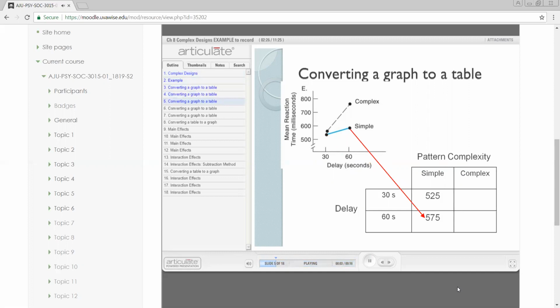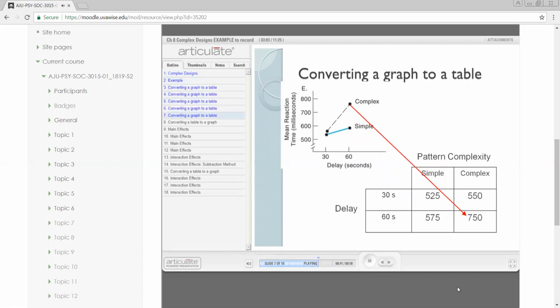So I'm still going to stay on the simple line and just go to the second dot. So for the group that had a simple pattern complexity, but a 60-second delay, it looks like the mean is about 575. So again, I can just transfer that in. Now I've moved on to the complex condition of the pattern complexity independent variable. For those who had complex and a 30-second delay, it looks like our mean is about 550. And for those who had the complex design and a 60-second delay, it looks like the mean was about 750.